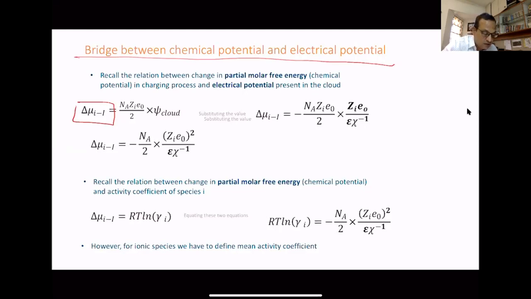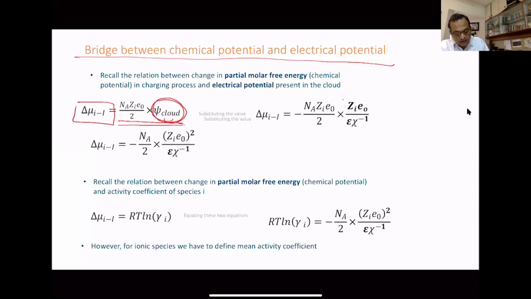Work done to charge the ions, otherwise which didn't have any charge. So that is a hypothetical thing, which is nothing but equal to this we have seen actually. Go back and see your notes. That is N_A Z_i e_0^2 into psi cloud. Now psi cloud, already just now we calculated it. So I put this value of psi cloud.